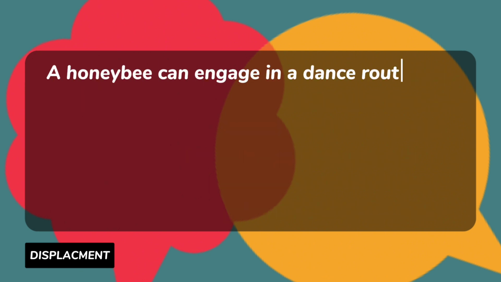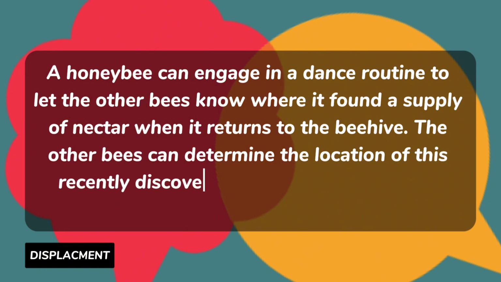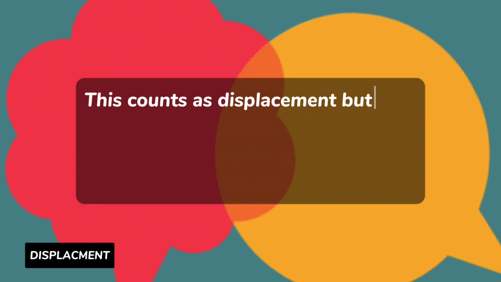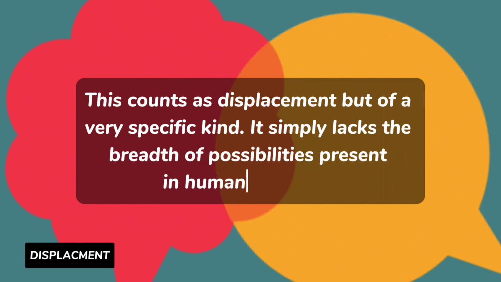A honeybee can engage in a dance routine to let the other bees know where a supply of nectar is found when it has returned to the beehive. The other bees can determine the location of this recently discovered food source from the dance. This counts as displacement but of a very specific kind. It simply lacks the breadth of possibilities present in human language.